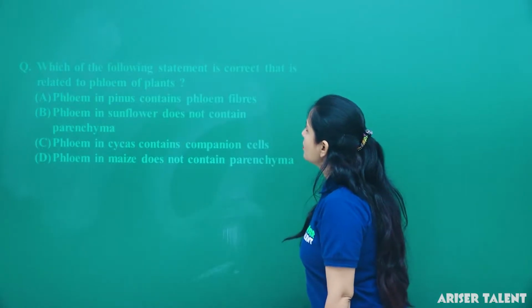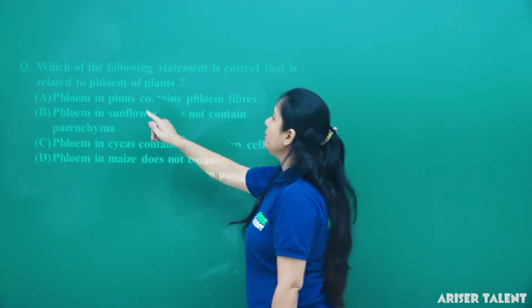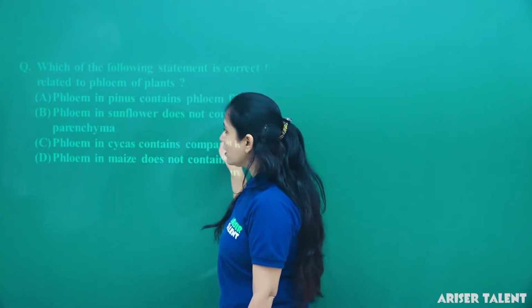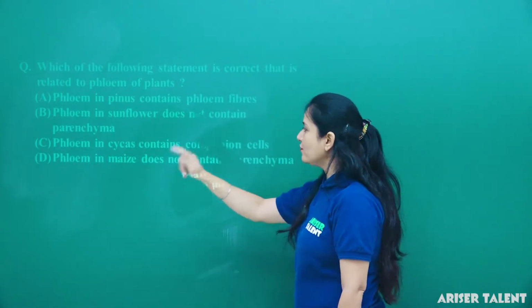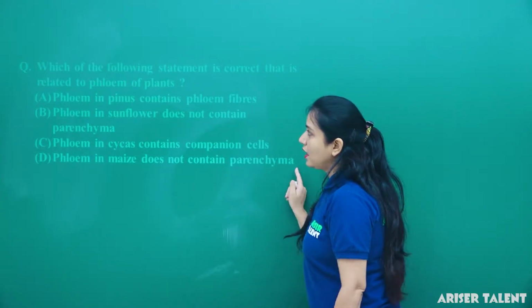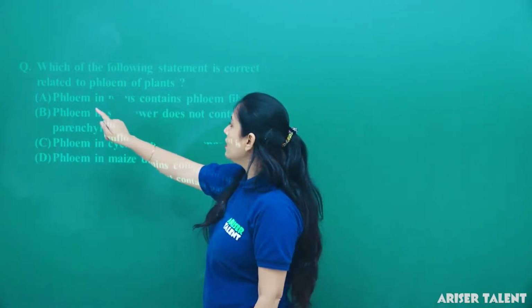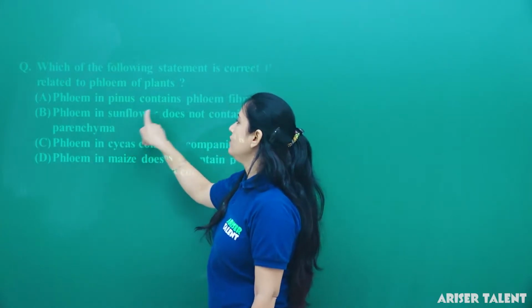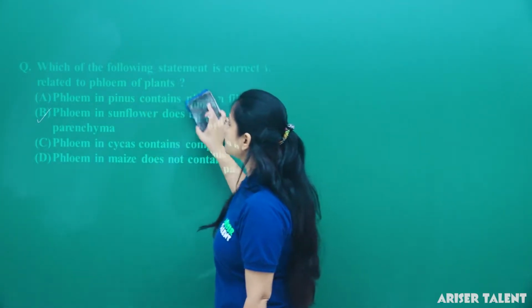Next: which of the following statements is correct related to phloem of plants? Phloem in pinus contains phloem fibers. Phloem in sunflower does not contain parenchyma. Phloem in cycas contains companion cells. Phloem in maize does not contain parenchyma. Now we have to find the correct statement. Phloem in pinus contains phloem fibers? No. Phloem in sunflower does not contain parenchyma. That is a true statement. So option B is the correct answer here.